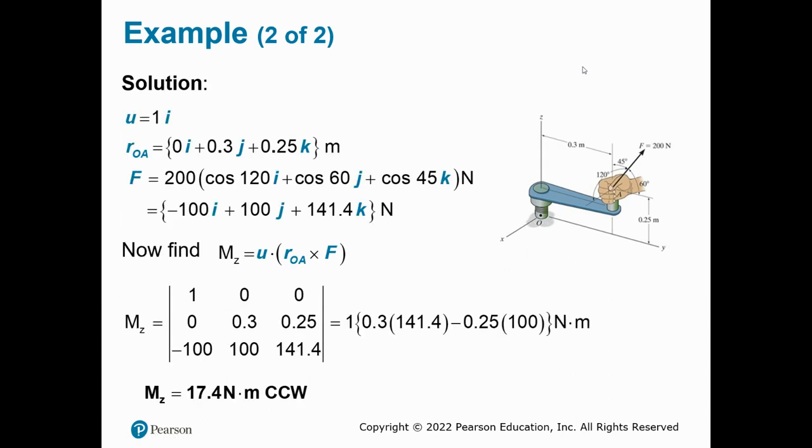And then the rOA, we looked at it a lot in the past few videos, looking at your O as your 0, 0, 0, and we're looking for the coordinate of A. We take the ending point minus the starting point, which is the coordinate of A minus the coordinate of O, which gives us the rOA. That goes to your second row. And then lastly, we have F over here. Three angles are given, 45 degrees, 60 degrees, and 120 degrees. We can use cosine 120, cosine 60, and cosine 45 to find the ijk components of the F.